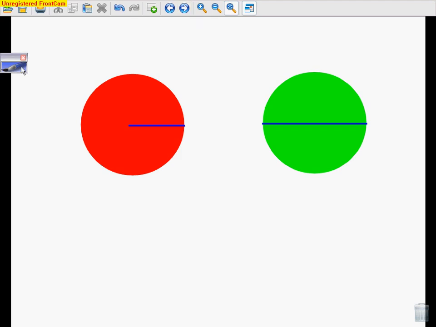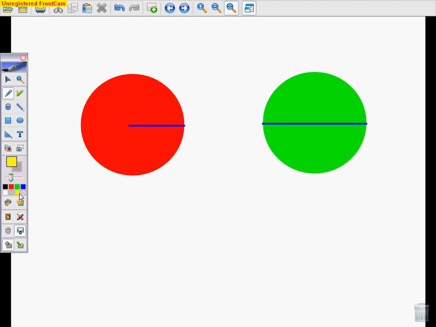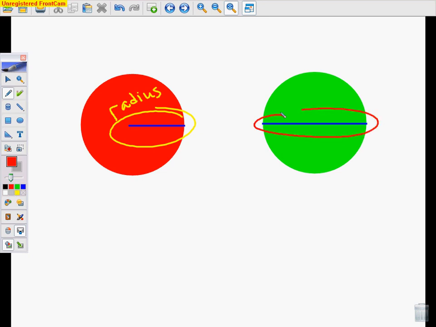This right here, we have a circle, and this is called the radius. The radius starts at the center and goes to a point on the edge of the circle. Okay? This here is called the diameter. It goes through the center of the circle and goes from one edge to the other. Okay? The diameter is always twice as long as the radius.